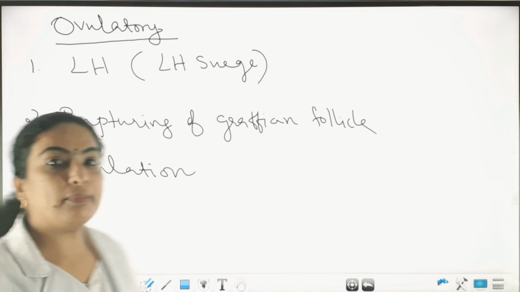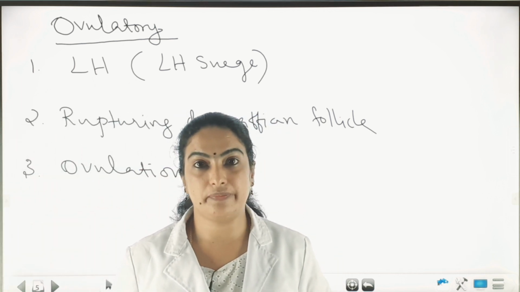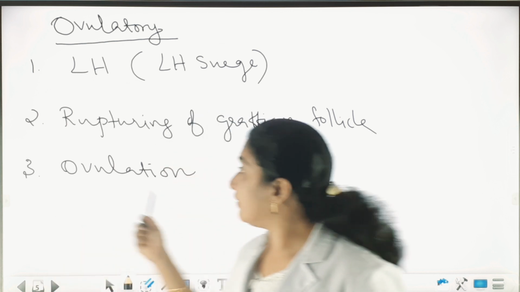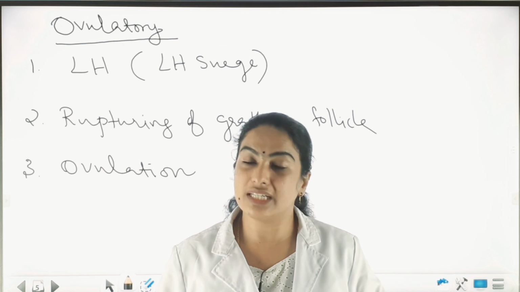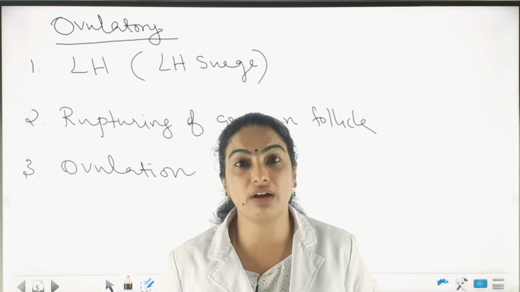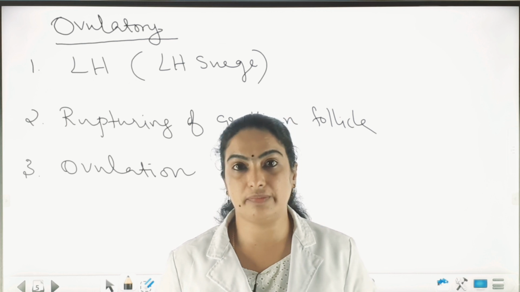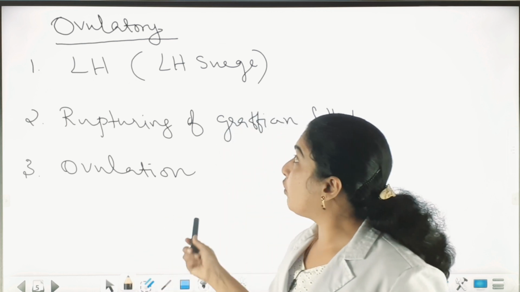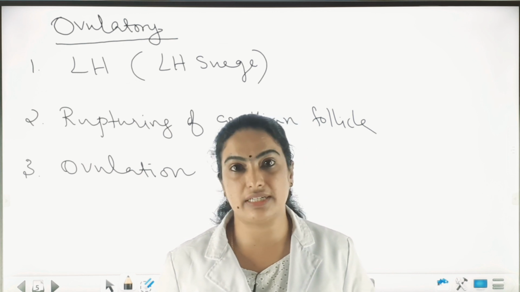Okay, and this ovum remains alive or functional for 24 hours only. Is it clear? So these are the events that occur in the ovulatory phase, and it is only a one day event. It occurs on the 14th day of menstruation. Is it clear? It is only a one day event.